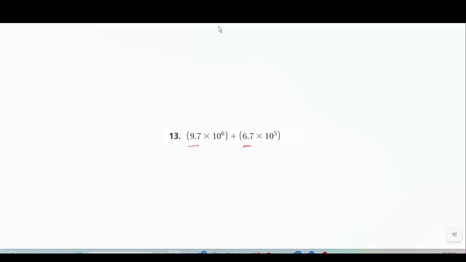So first 9.7 to the power 6 is there, and here we have 10 to the power 5. So let's convert it into 10 to the power 6. The smaller one you can convert into the bigger one. So 6.7, how can you make this power into 10 to the power 6? What you need to do here? By bringing the decimal back 1. Yes, so this 6.7 will become 0.67 times 10 to the power 6, and this is 9.7 times 10 to the power 6.